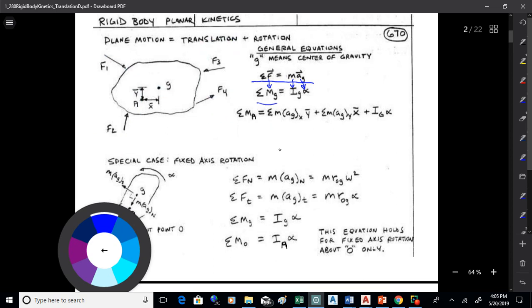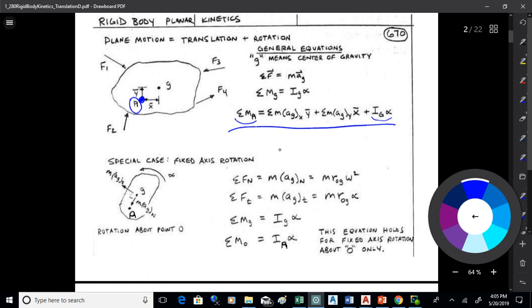Now the last thing that we'll develop here will be an equation if we don't take moments about the center of gravity, if we take them about some other point A here. Okay, so if we go sum of MA, we're still going to have an Ig alpha term, but now we've kind of offset our moment away from the center of gravity. So we'll have to consider the inertial moments that could be caused by accelerations of the center of gravity. These are called inertial moments.